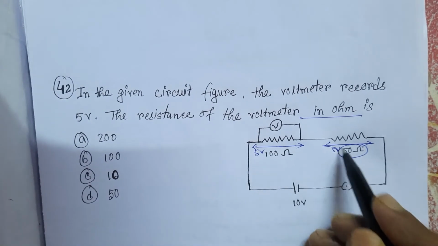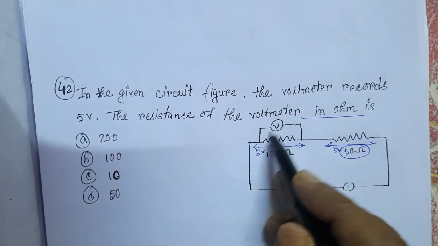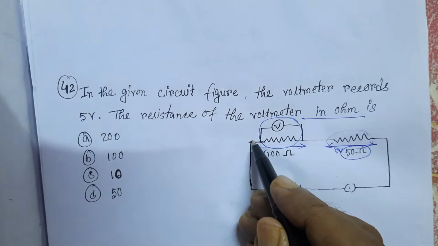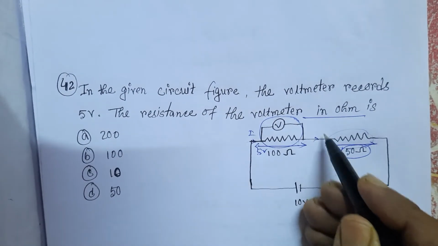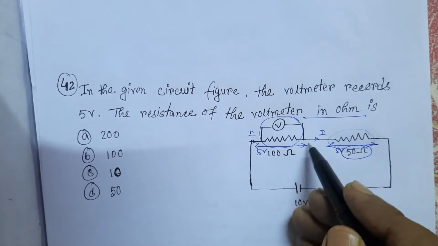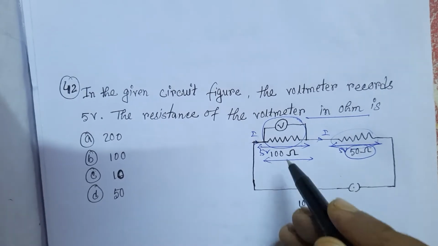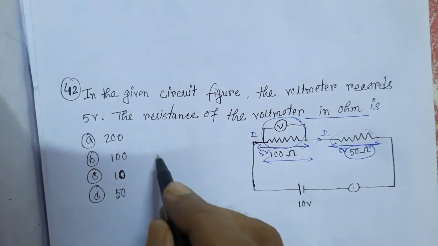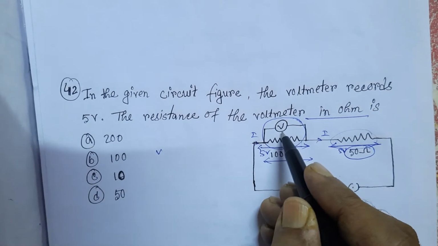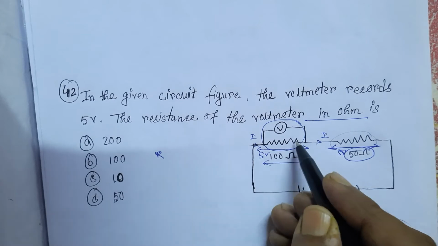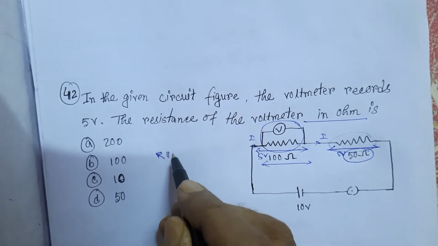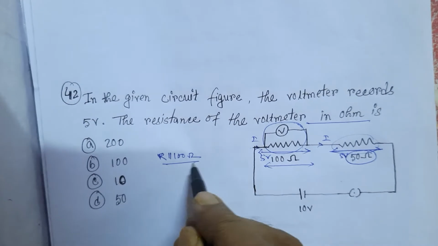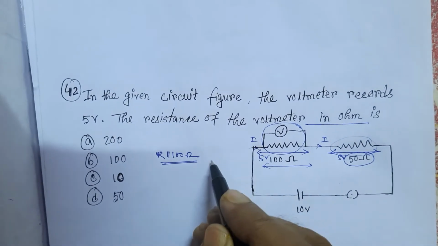The 50 ohm resistance and the combination of the voltmeter with the 100 ohm resistance are in series, so they will have the same current. When they have the same voltage drop, 5 volt each, then they have the same equivalent resistance. So let R be the resistance of the voltmeter, and it is connected in parallel with the 100 ohm resistance. This combination will have resistance equal to 50 ohm.